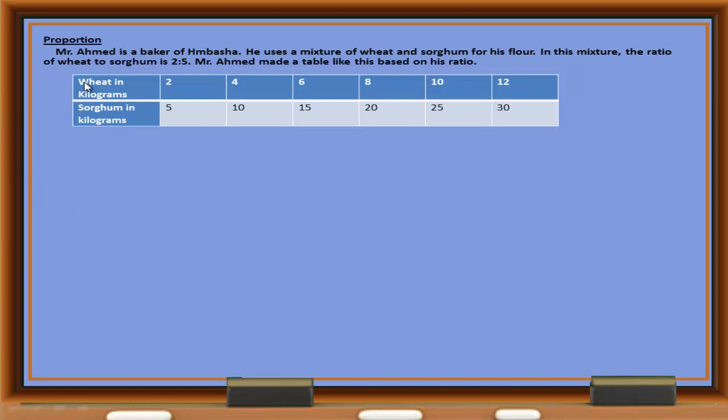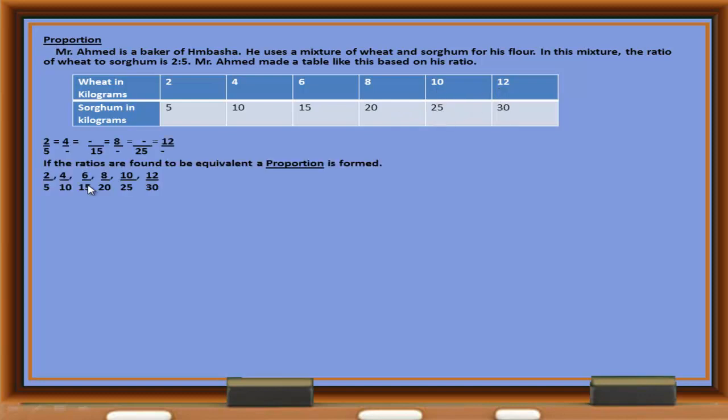In the first row, there are wheat in kilograms, and in the second row, sorghum in kilograms. Wheat to sorghum here the ratio is 2:5, and here 4:10, and here 6:15, and here 8:20, 10:25, 12:30. If the ratios are found to be equivalent, a proportion is formed.